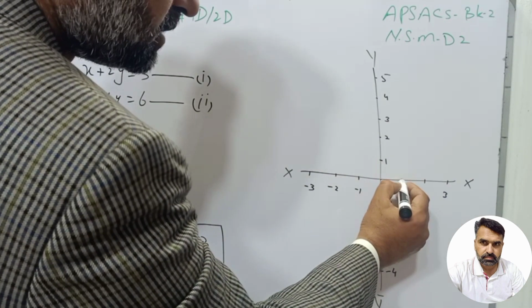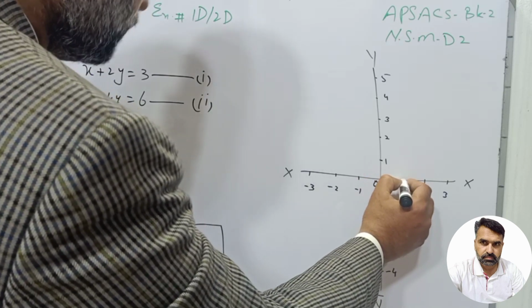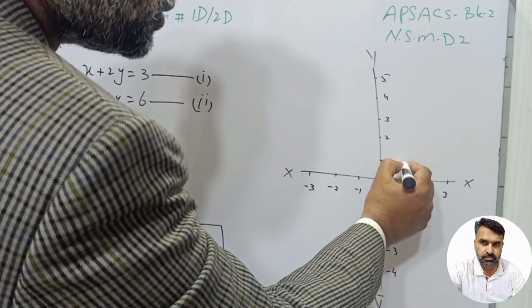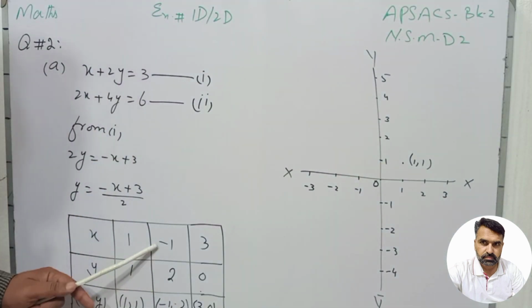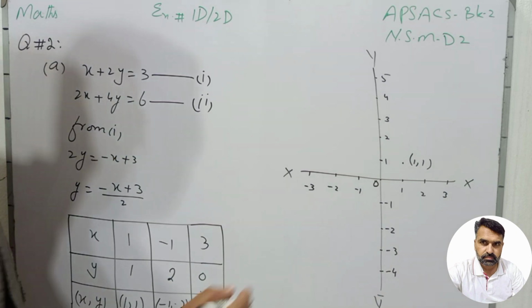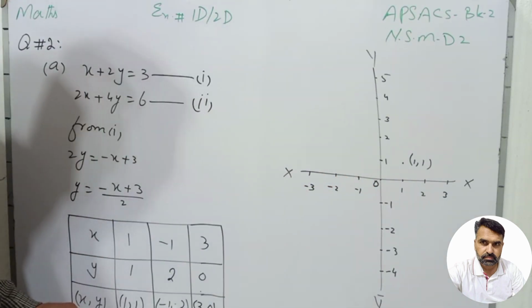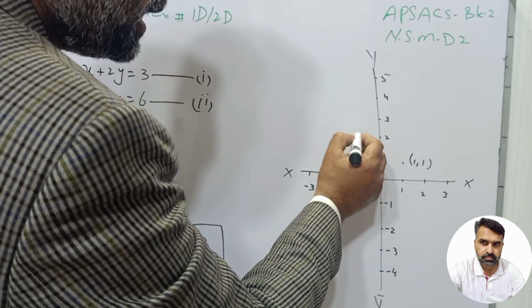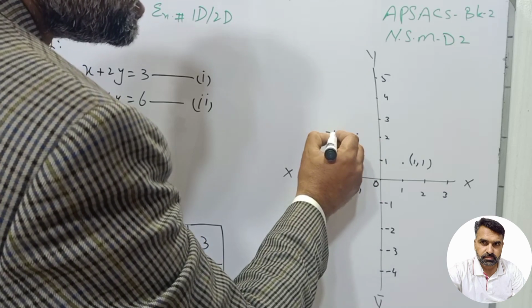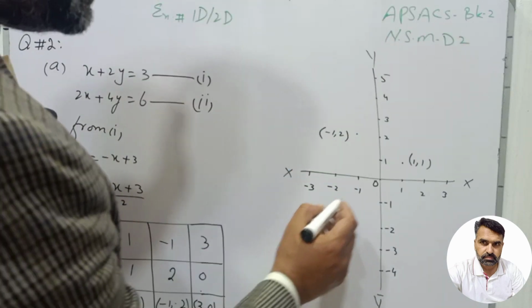So students, this is 1 on the x-axis, it is 0 and it is 1, and the value on the y-axis is also 1, so this point is (1, 1). The second ordered pair is (-1, 2). -1 will be on the left side, and the value of y is +2, so we will move upward 2 units, and this point is (-1, 2). The third ordered pair is (3, 0).